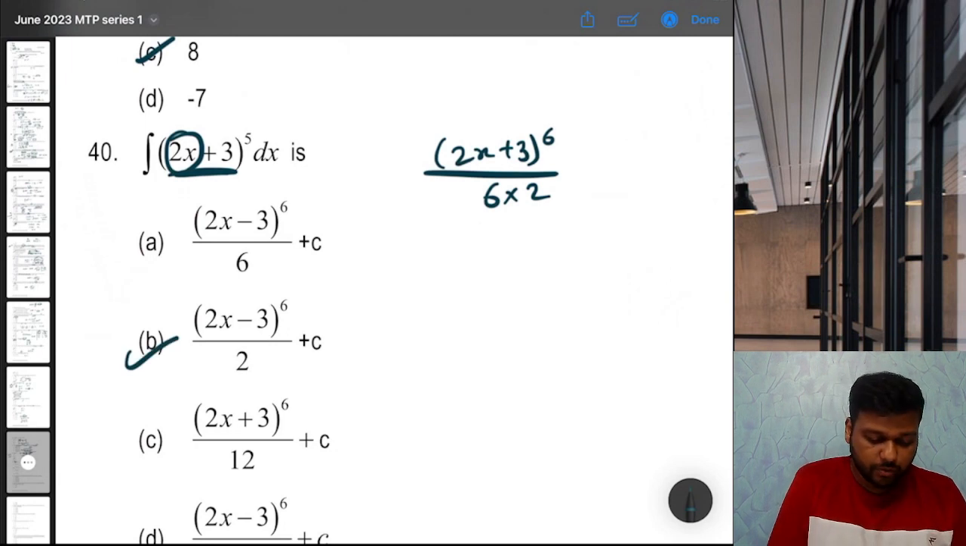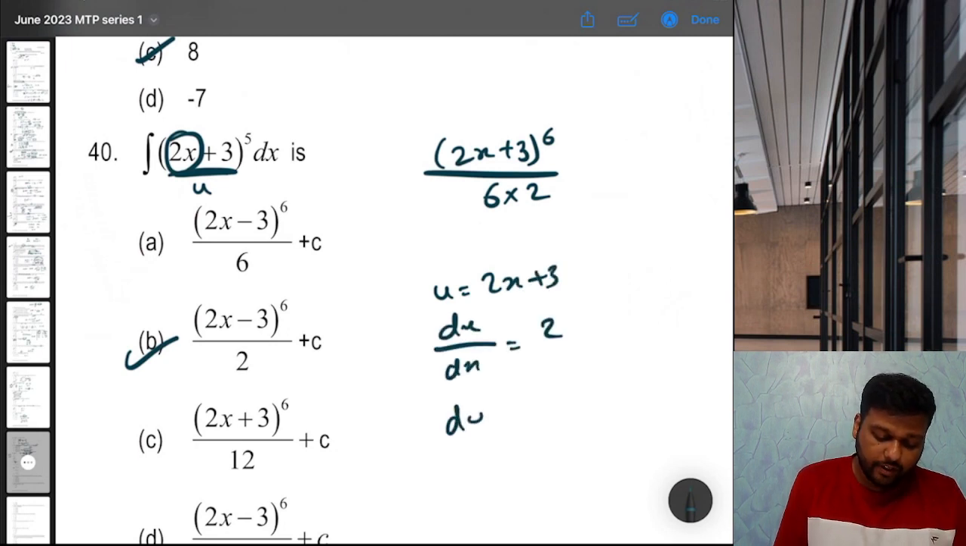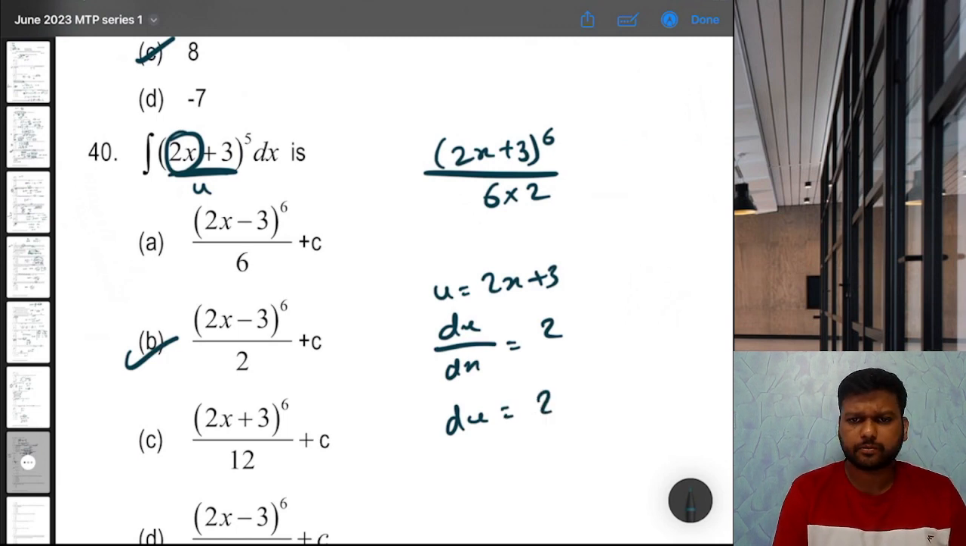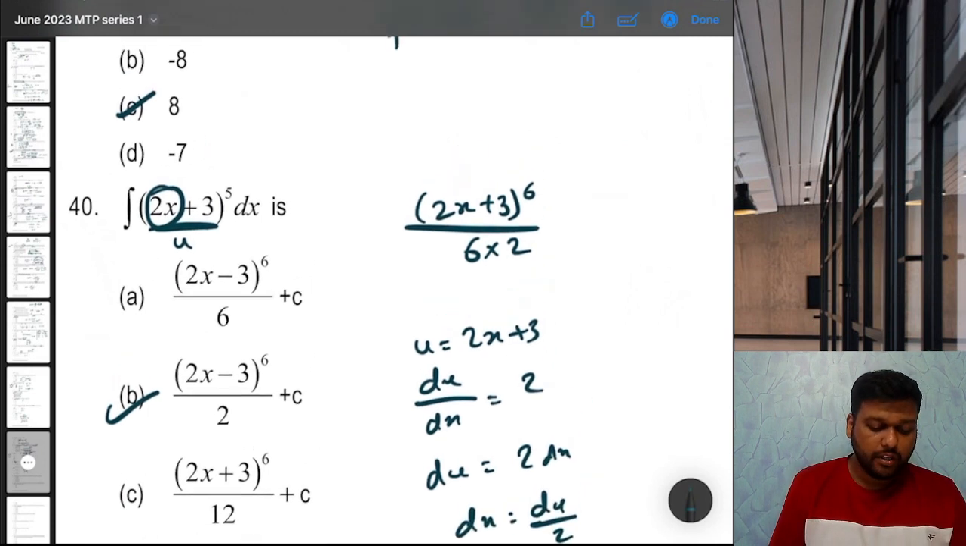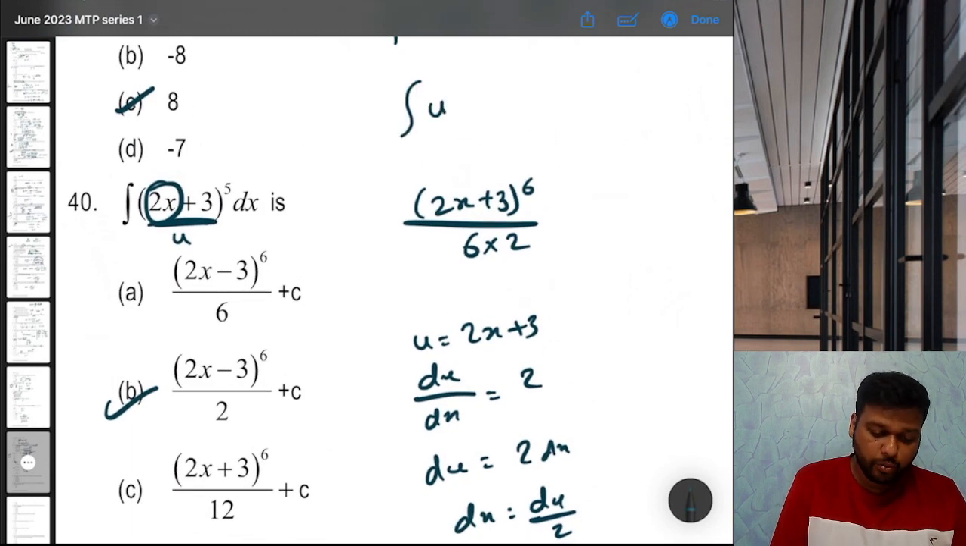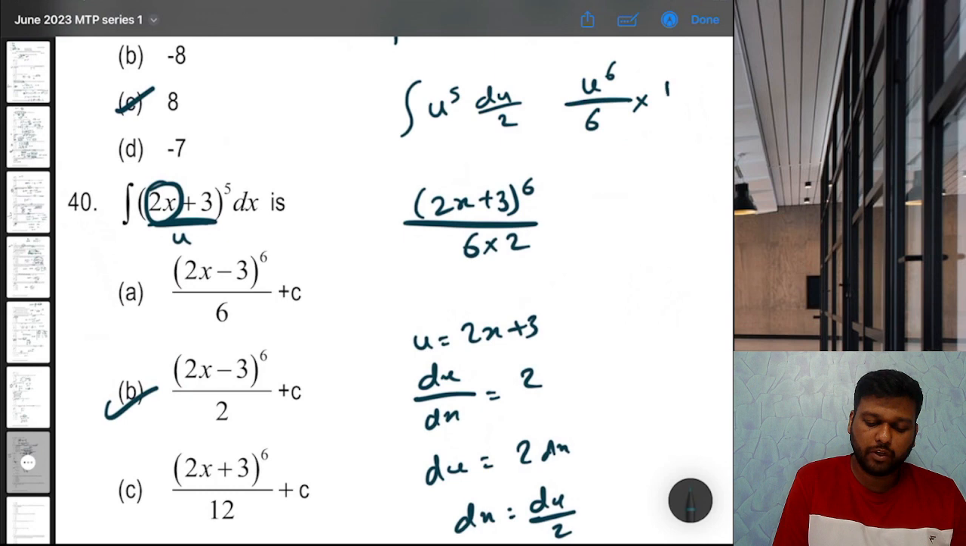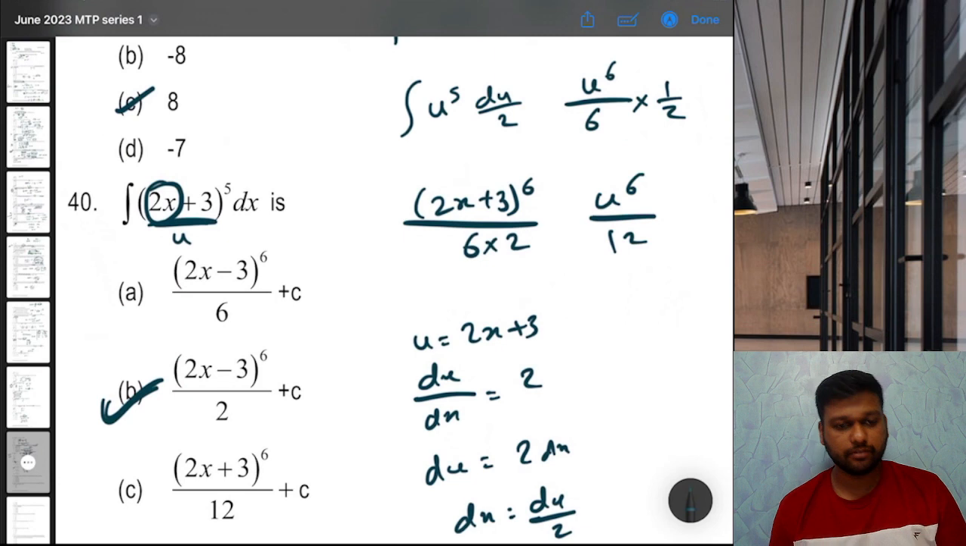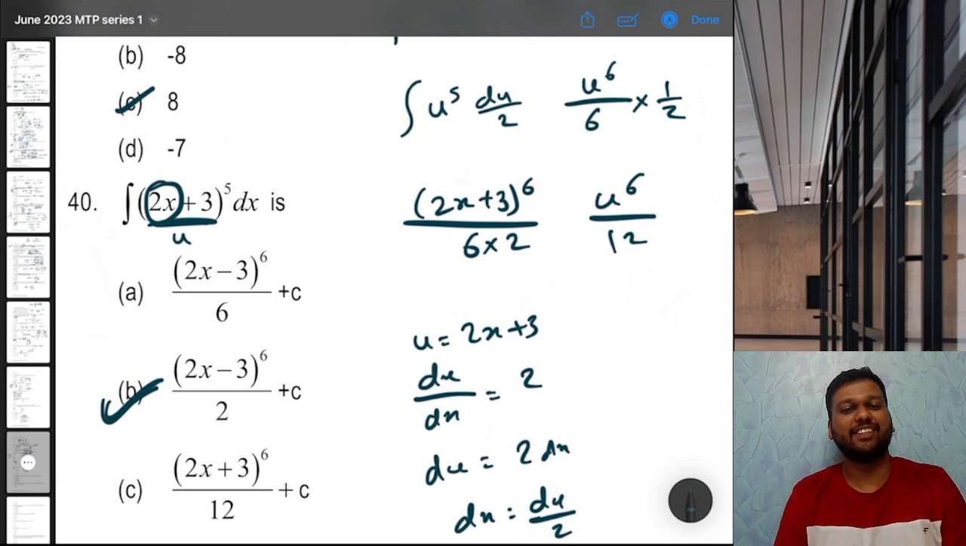Or you can assume this as u. Then write u is equal to 2x plus 3. Then write du by dx is equal to 2. Then write du is equal to 2 dx. Sorry, dx is equal to du by 2. Then you can write this as integration of u raised to 5 into du by 2, which is nothing but u raised to 6 by 6 into 1 by 2. That is nothing but u raised to 6 by 12. That is nothing but option B. Okay, fine. So yeah, that's it.